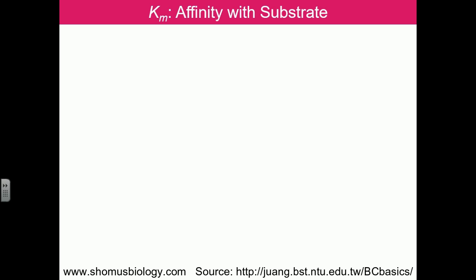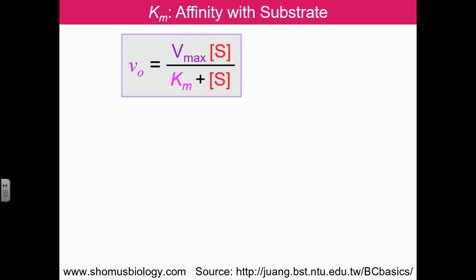Let's describe a little bit more about the Km, that is also known as the affinity of that enzyme with its substrate. Now Km is not a constant, but it's just the substrate concentration when half the maximum velocity is achieved.